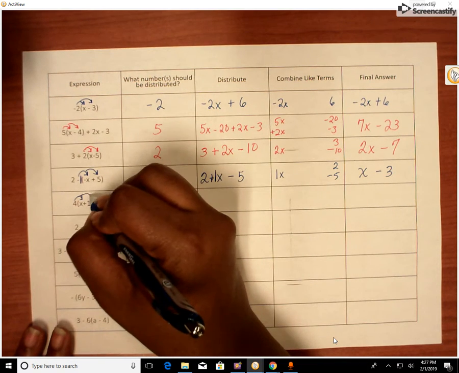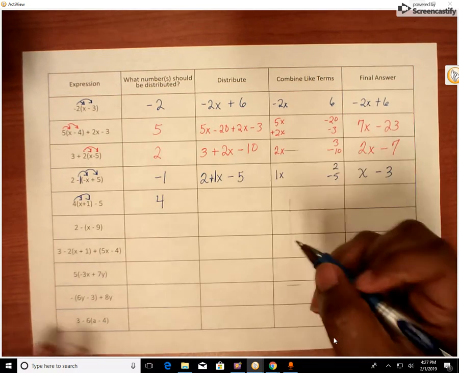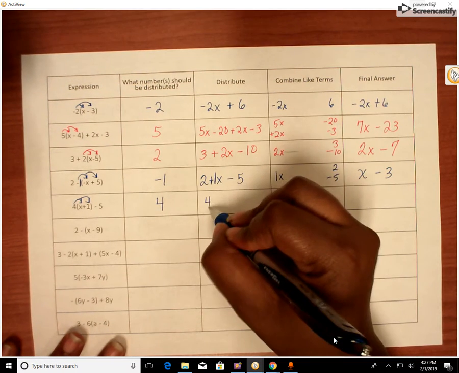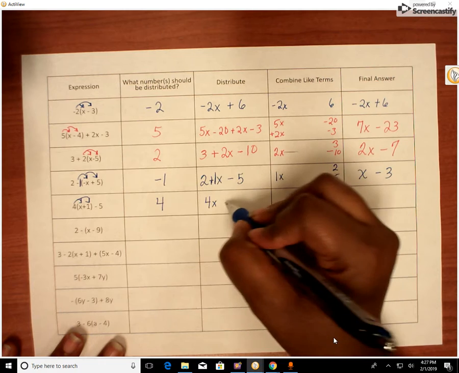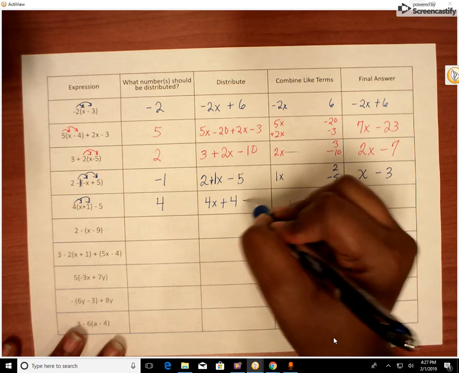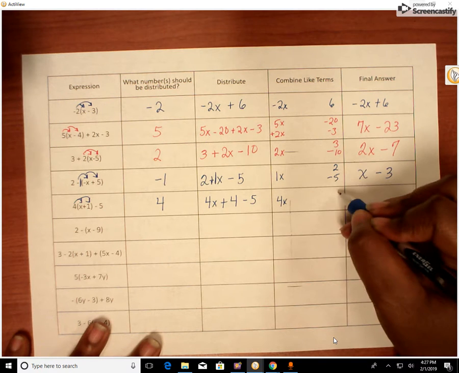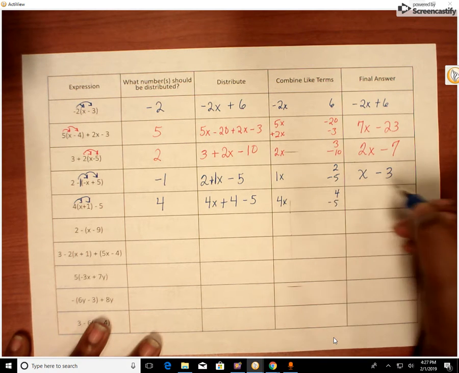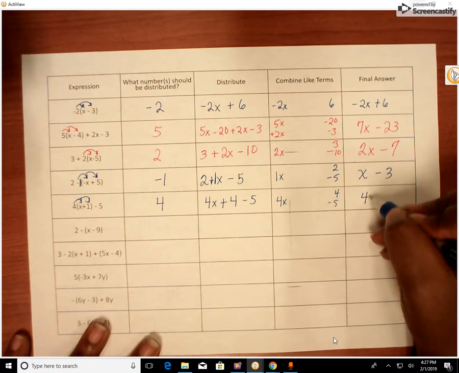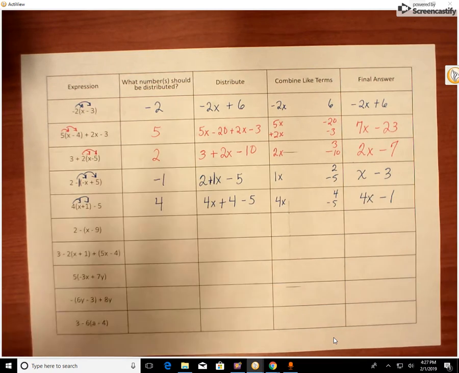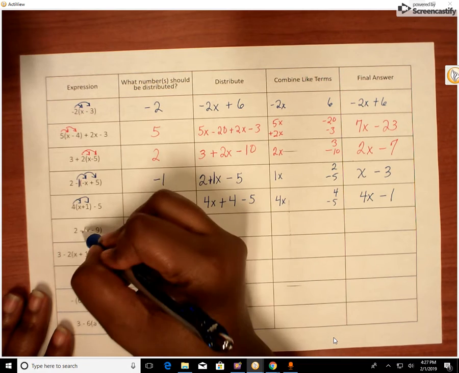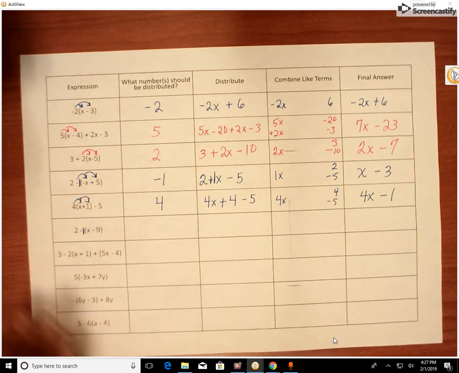So we're going to distribute 4. 4 times x, 4 times 1, and then minus the 5. We got 4x, and we got 4 minus 5. 4 minus 5 is a negative 1. So again, you're short by 1, so it is a negative 1.